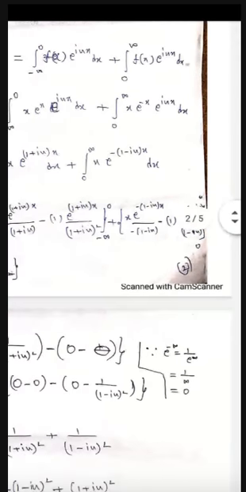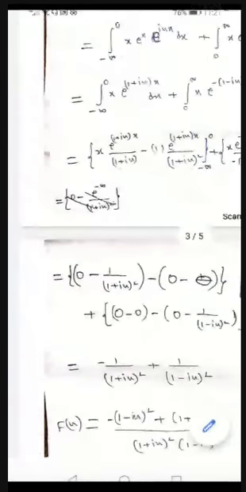So x is the first term, e power minus (1 minus iu)x, with minus of (1 minus iu) as the constant, minus x's derivative 1, e power minus (1 minus iu)x divided by (1 minus iu) whole square. So the limit is 0 to infinity. Apply this 0 to infinity.